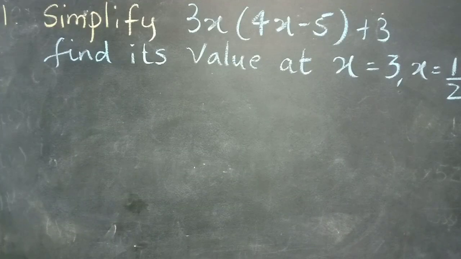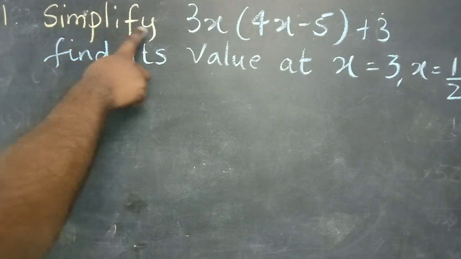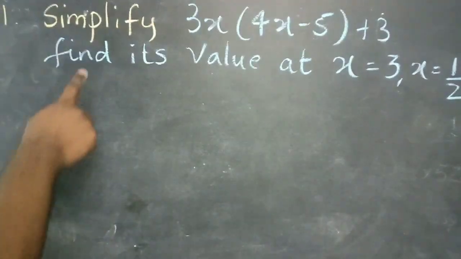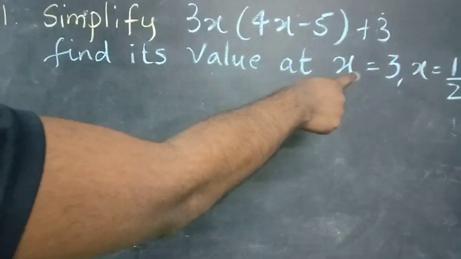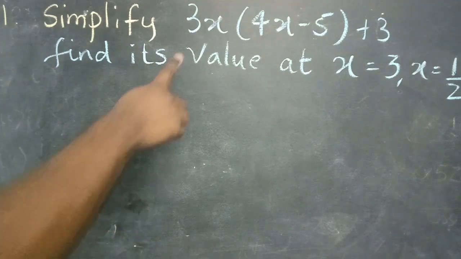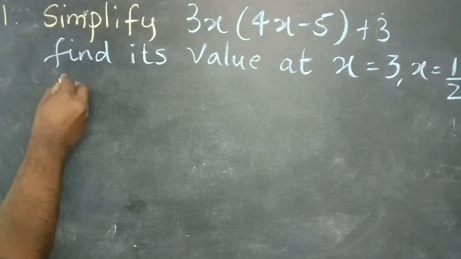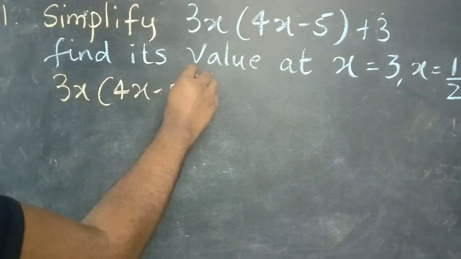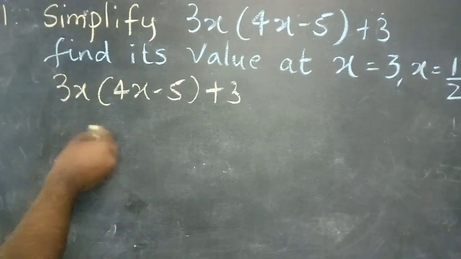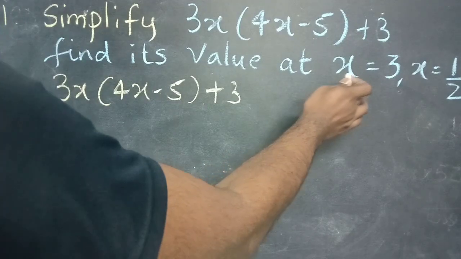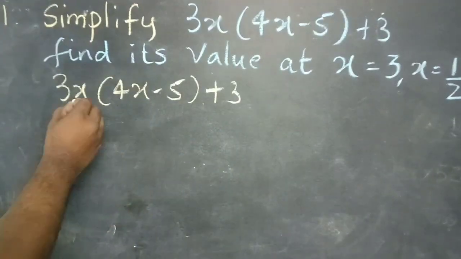Friends, moving to next type of problems, that is simplify 3x into 4x minus 5 plus 3, then find its value at x equals 3 and x equals 1 by 2. Now we need to simplify this algebraic expression, that is 3x into 4x minus 5 plus 3. Then after simplification we should substitute the value for x equals 3.